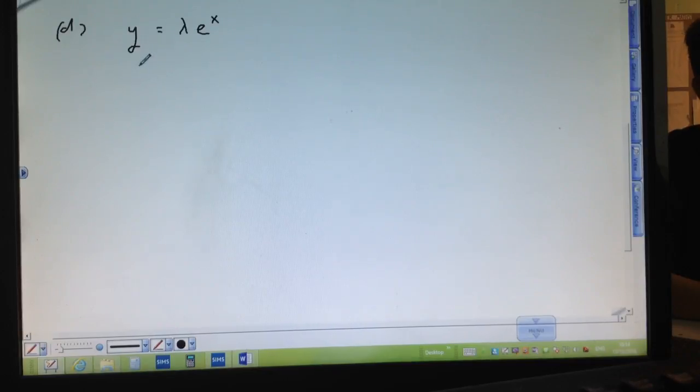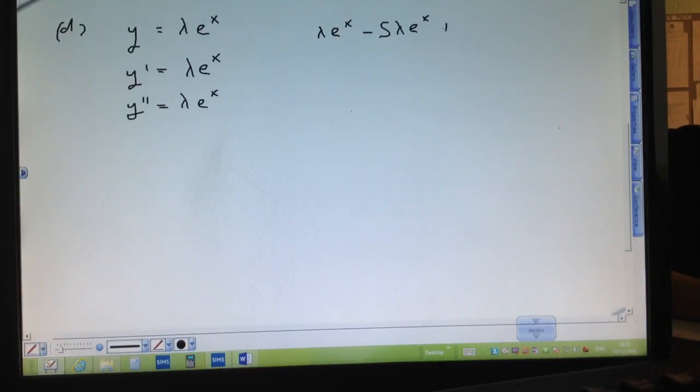Differentiate it as normal. y dash is equal to lambda e to the x, and y dash dash is again lambda e to the x. So you've got lambda e to the x, because that's d2y by dx squared, minus 5 lots of dy by dx, which is minus 5 lambda e to the x, plus 6 lots of y, which is 6 lambda e to the x, and that is equal to e to the x. So equal to the function itself.